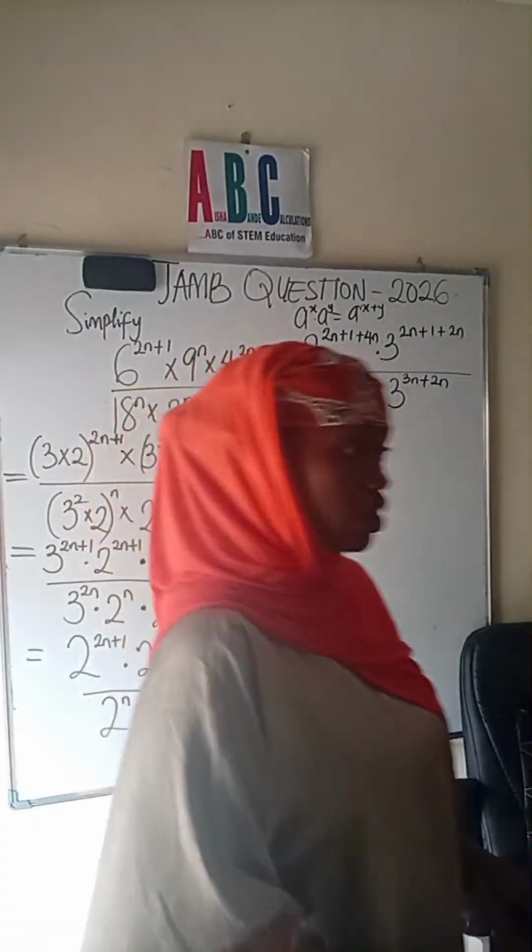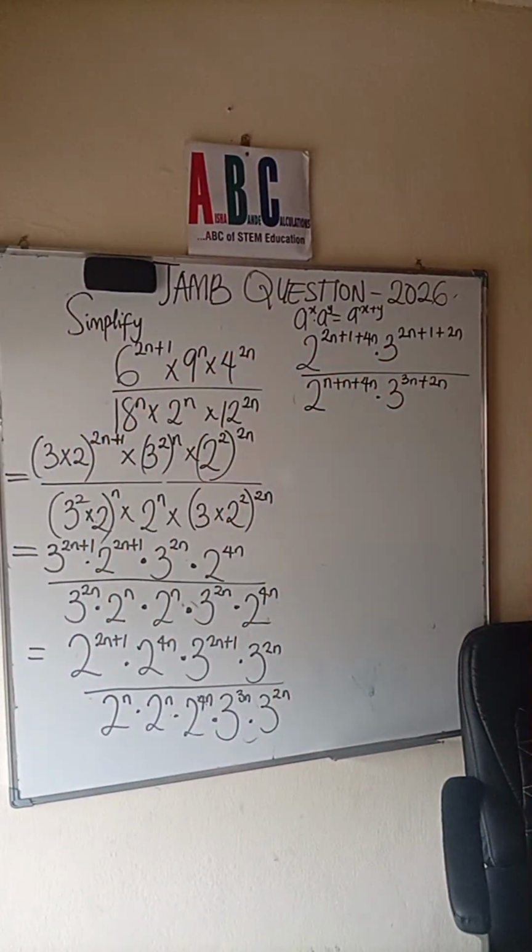Hope you are good. Let me go to the comments and check. Where is the mistake again? When there's a mistake, can you back it up, where is it? 3 to the power of 2n plus 1 plus 4n, 3 to the power of 2n plus 1 plus 2n, 2 to the power of n plus 4n, 3 to the power of 3n plus 2n. Where is the mistake? Please listen.